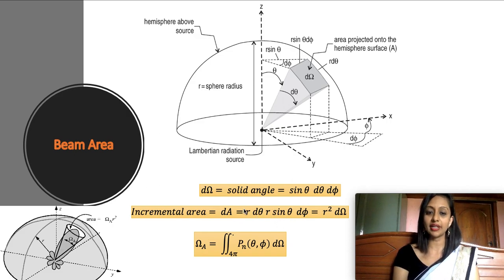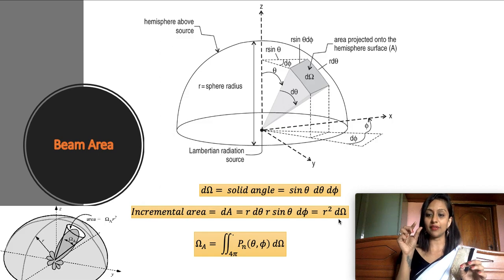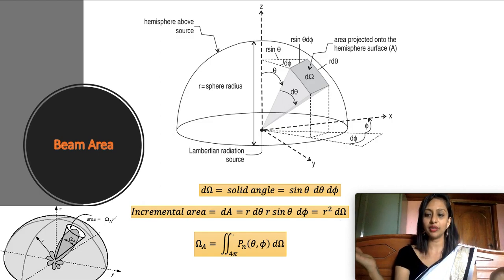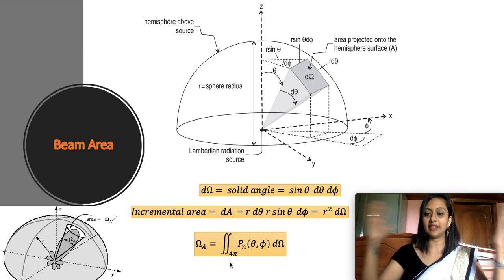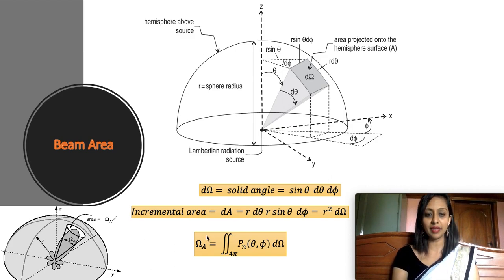Okay, so this is what I get for a small incremental area. In that, the solid angle is nothing but sine theta into d theta into d phi. If I want to write it in a precise way, it's r square into d omega. So this is a small incremental area I have got. If I want to find the complete beam area, what do I do? Surface integrate it over the complete sphere, so it is theta complete coverage and phi complete coverage. I'll get the beam area, which depends upon the surface integral of the power into d omega. So this is my expression for beam area.